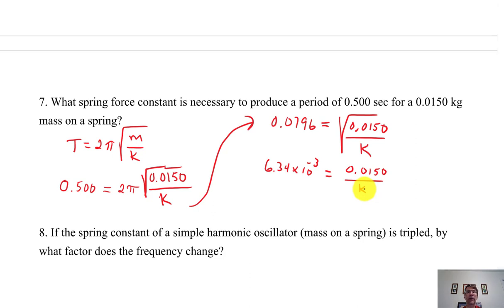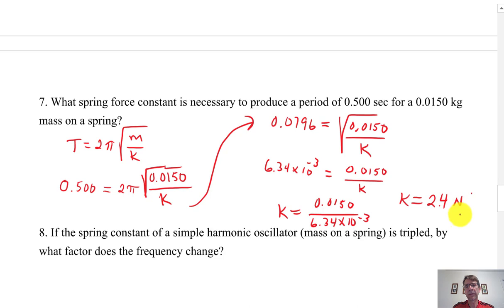Then you can do a swap. You can swap out the 6.34 for the k. In other words, multiply both sides by k. The k would go to the left. Then divide both sides by 6.34. So it's like a swap. You get k equals 0.0150 divided by the 6.34 times 10 to the negative third. And then you just have to divide that to get your k value, your spring constant. That is 2.4 newtons per meter.